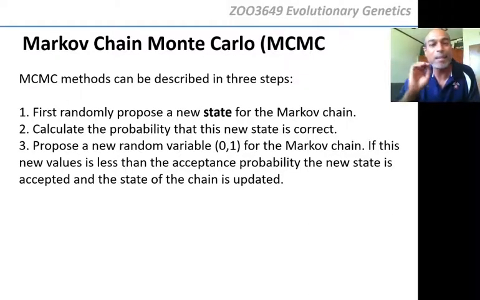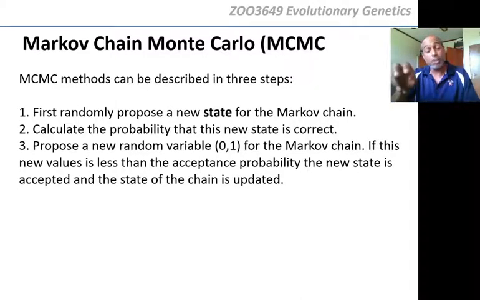It's exactly the same as a drunk man taking a step and feeling safe, or if he's not feeling safe, going back. So if, for example, the new state of the Markov chain has a lower likelihood than the previous state where he was, he doesn't take the step. The Markov chain doesn't take the step. It stays where it is.